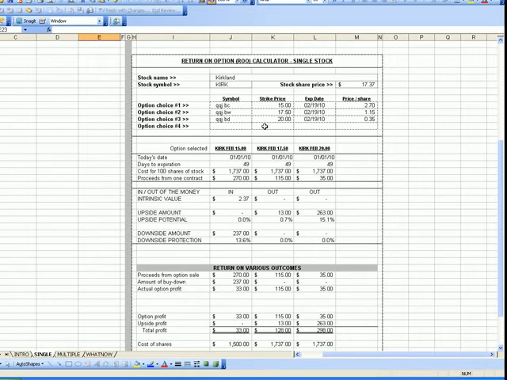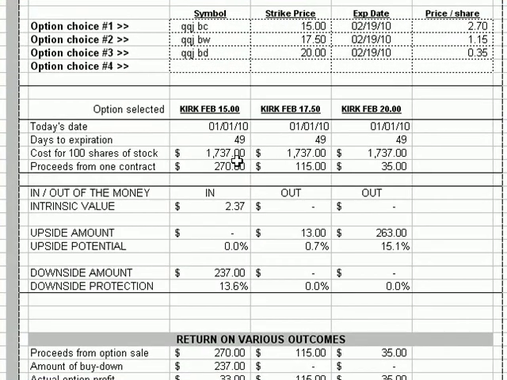The top third is the information that we just entered into the blue areas on the left side. And the middle third will actually give you 3 columns, and those 3 columns are the $15 strike, the $17.50 strike, and the $20 strike. You'll see today's date is put in, January 1st, which gives you 49 days until expiration. The cost of the shares are all the same, $17.37, and the proceeds per contract $270, $115, and $35.